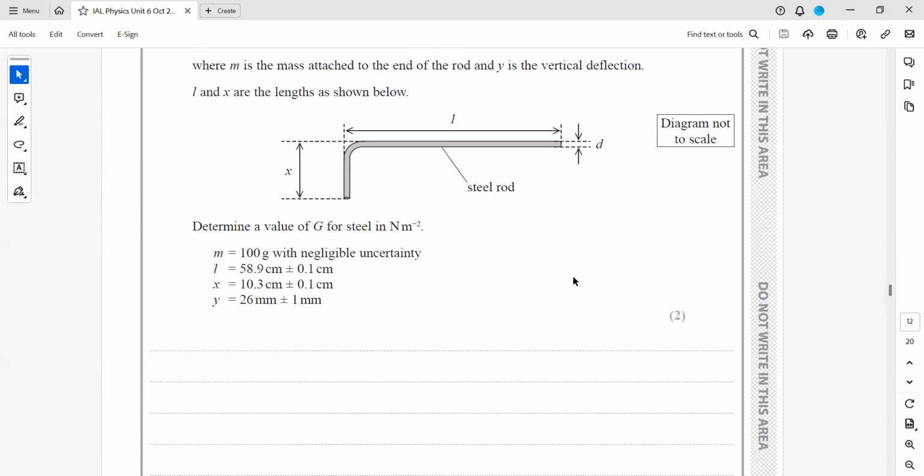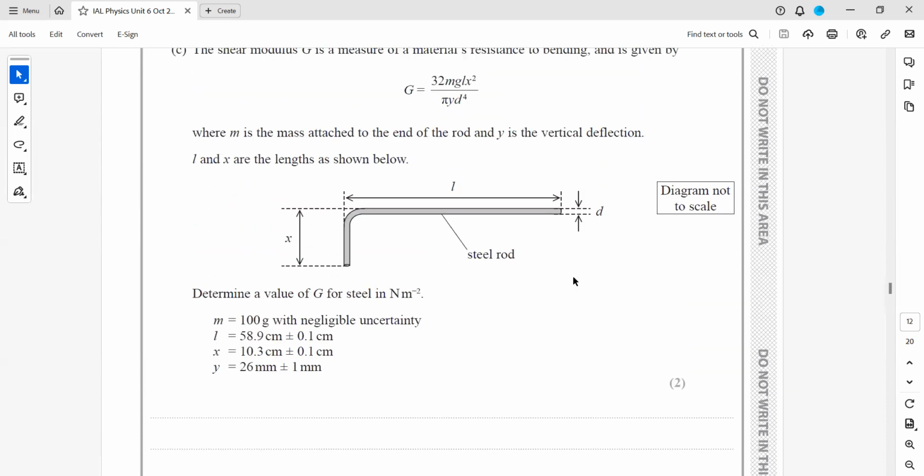Look, what you have to do is work out the percentage uncertainty in the value of G, and you have to work out the percentage difference. If the percentage uncertainty is more than the percentage difference, it means the two values are equal. But if the percentage difference is higher, then the two values are not equal. How to work out the percentage uncertainty in these values?